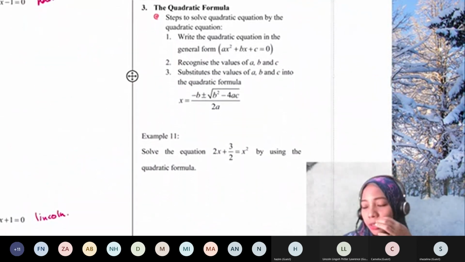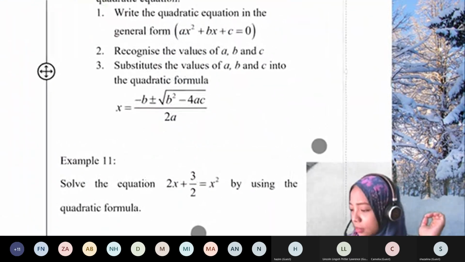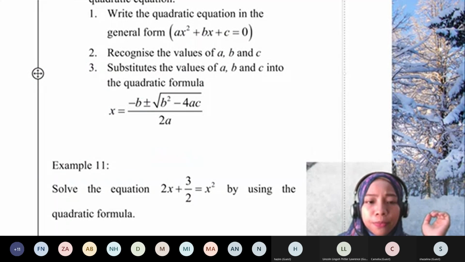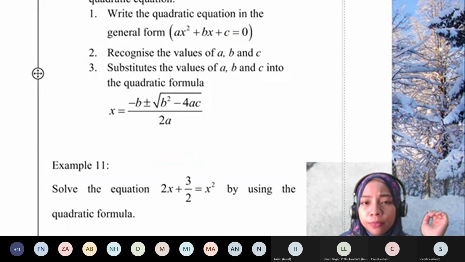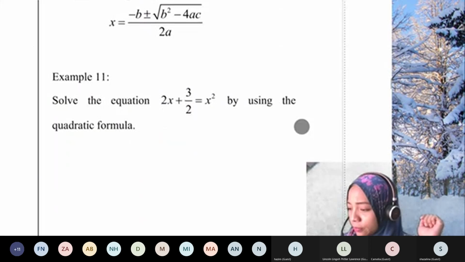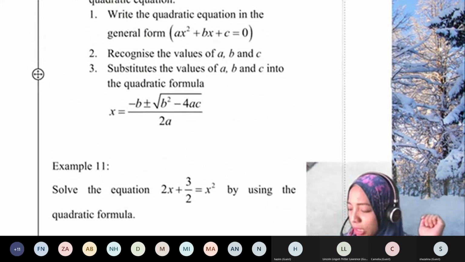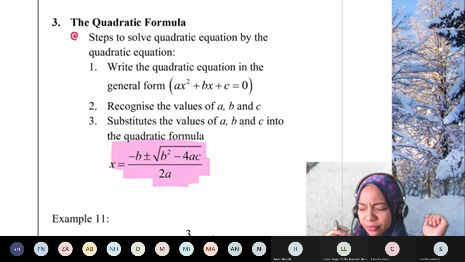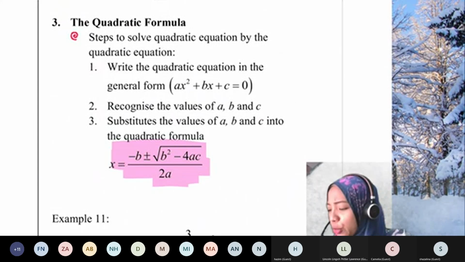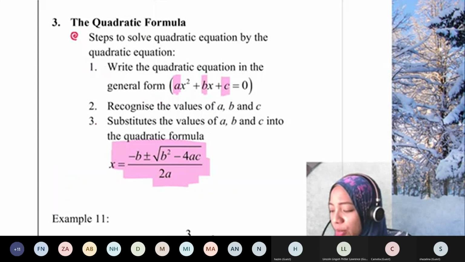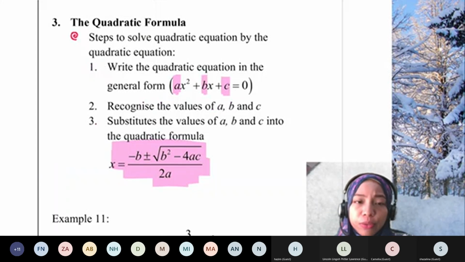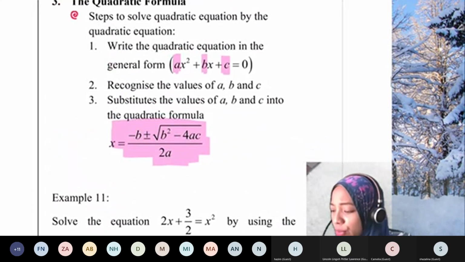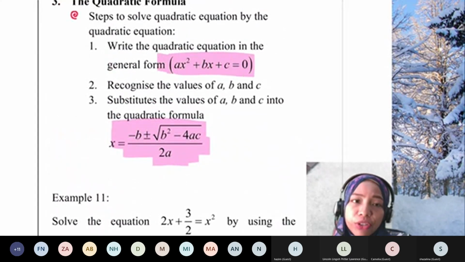Okay, and then quadratic formula. Quadratic formula ni basically guna formula je lah. Guna formula saja. Apakah formulanya? This one quite familiar to you. Ini senang sebab you identify sahaja you punya a. You identify your b and then you identify you punya c and then you substitute. You will get the correct answer lah. But then you have to arrange dulu. Yang wajibnya mesti arrange in a general form.